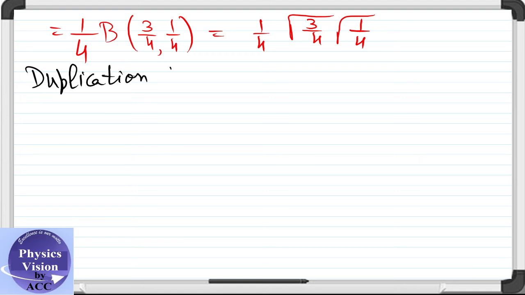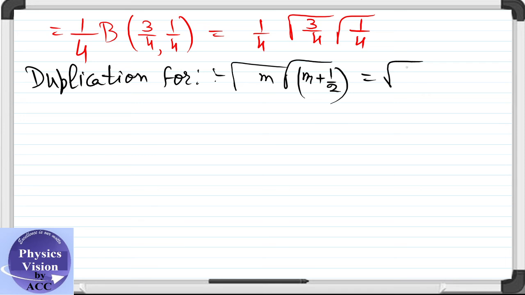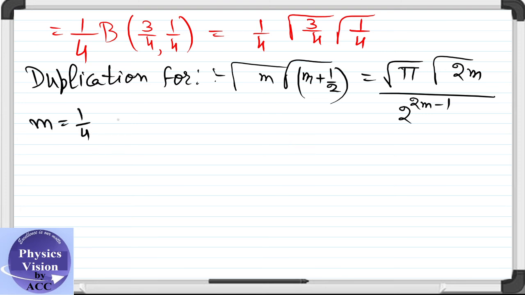The duplication formula is given by gamma of m multiplied with gamma of m plus half. This product is equal to gamma half, that is root pi, into gamma 2m divided by 2 raised to the power 2m minus 1. So this is the result. After substituting m is equal to 1 by 4, we will get m plus half is equal to 3 by 4. So this is the left hand side which is required to us.